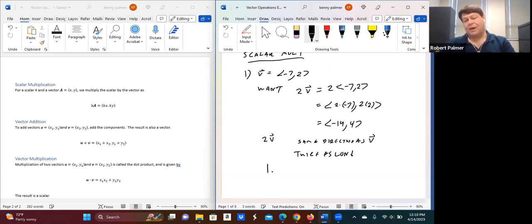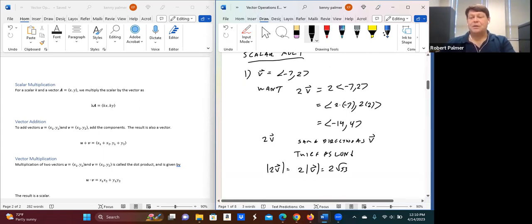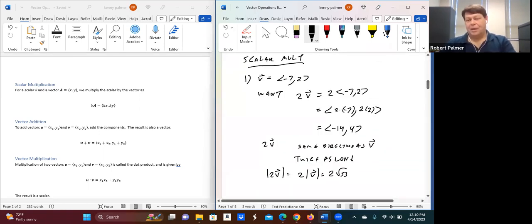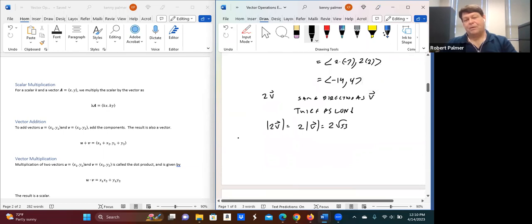So the magnitude of 2v is basically 2 times the magnitude of v, which I found a moment ago. So this is going to be 2 times the square root of 53. You can try that on your own and find the magnitude of this vector, but you'll see it's twice that. That's what's called scalar multiplication. Now, let's talk about vector addition.